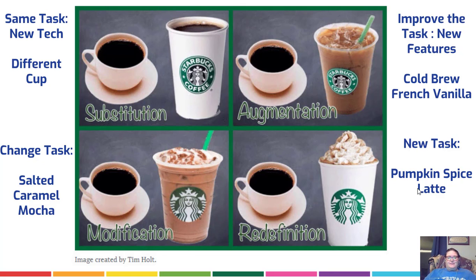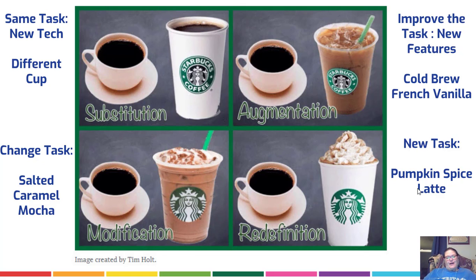When you get to augmentation level, you're thinking you're improving the task and you're adding a few features. So think about regular coffee versus cold brew or French vanilla. You're adding a few different things, but not really changing the task at all. For modification, you really change the task. It's like regular coffee and salted caramel mocha. So here you're really thinking about adding for your digital story. Instead of just typing up the story, you are adding pictures and you're adding audio or video clips.